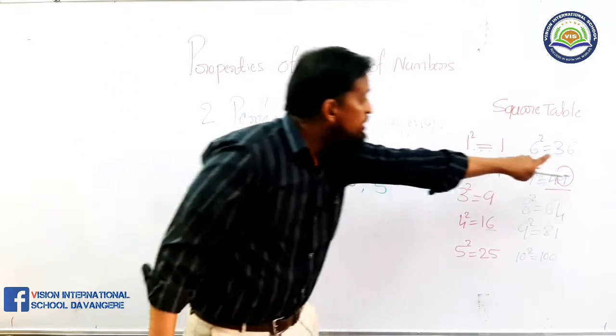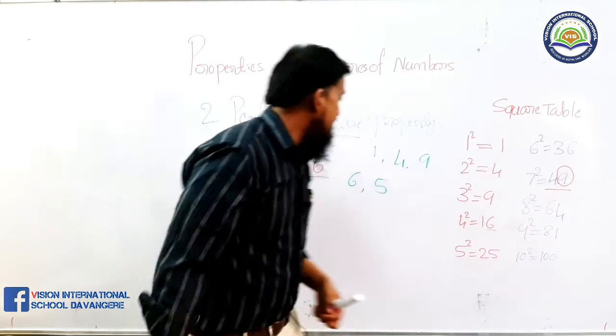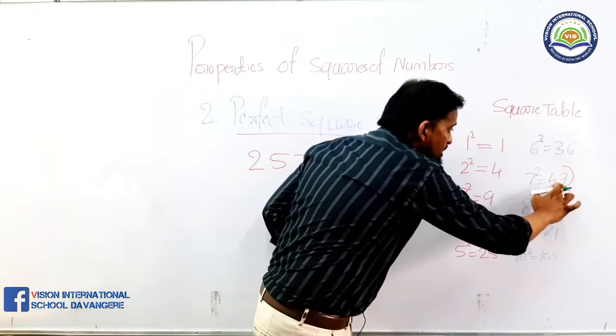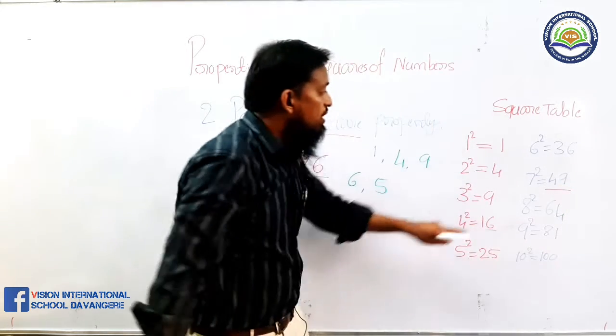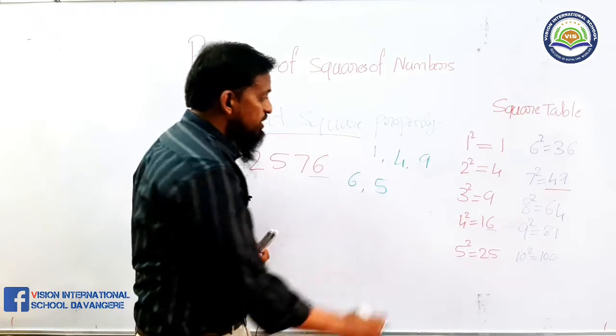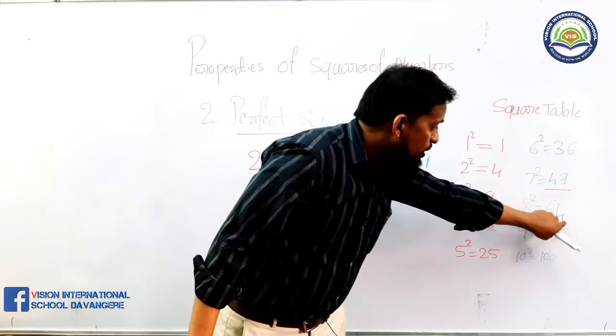Now what is the unit digit of this number? 36. Among 36, what is the unit digit? It is 6. 6 is already written here. Yeah, nice. What is the unit digit of this number? 49. 7 square, 49. What is the unit digit? 9, already written. 8 square, what is the unit digit?